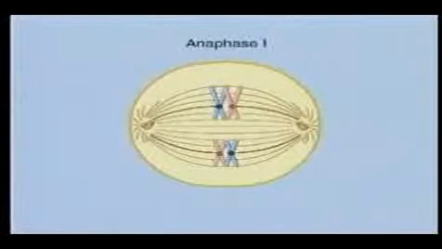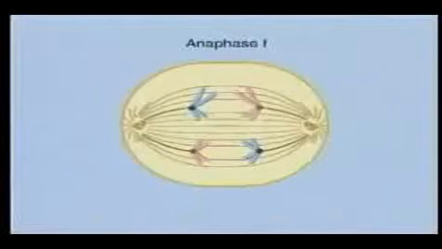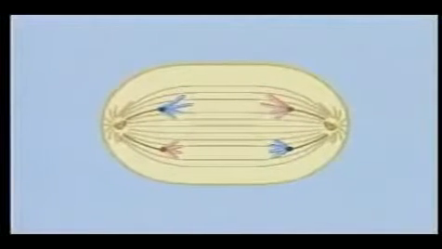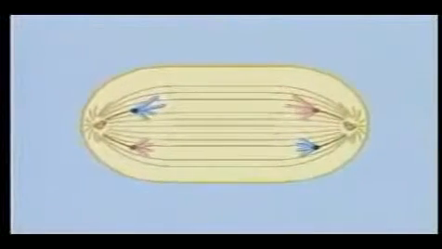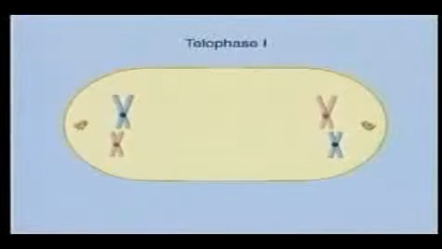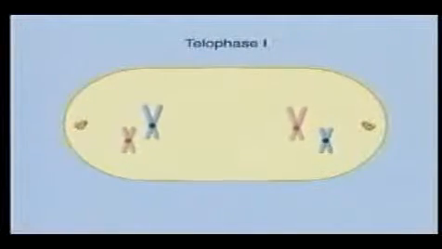The third phase of meiosis I is anaphase I. During anaphase I, the homologous chromosomes are pulled apart by the spindle fibers. They move to opposite ends of the cell. The fourth phase of meiosis I is telophase I.